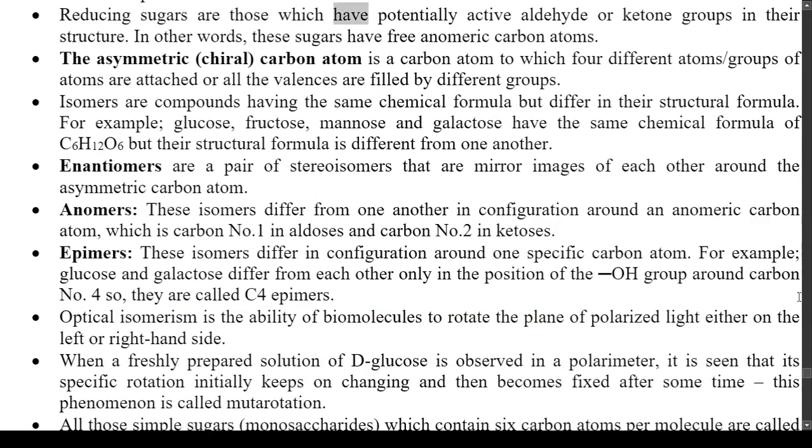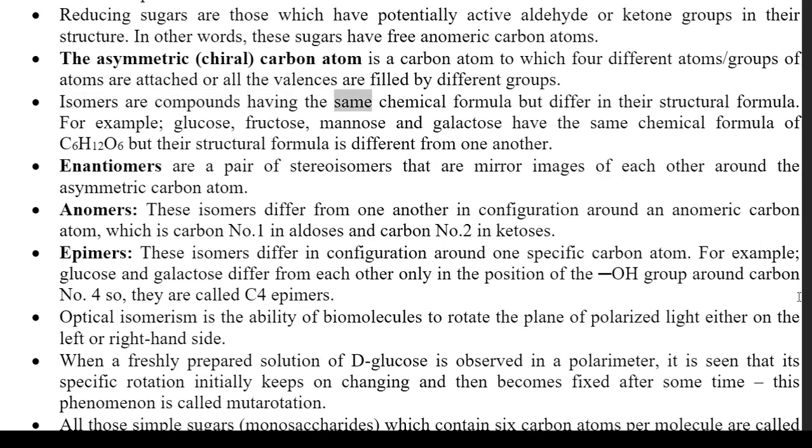Reducing sugars are those which have potentially active aldehyde or ketone groups in their structure. In other words, these sugars have free anomeric carbon atoms. The asymmetric, chiral, carbon atom is a carbon atom to which 4 different atoms/groups of atoms are attached, or all the valences are filled by different groups.